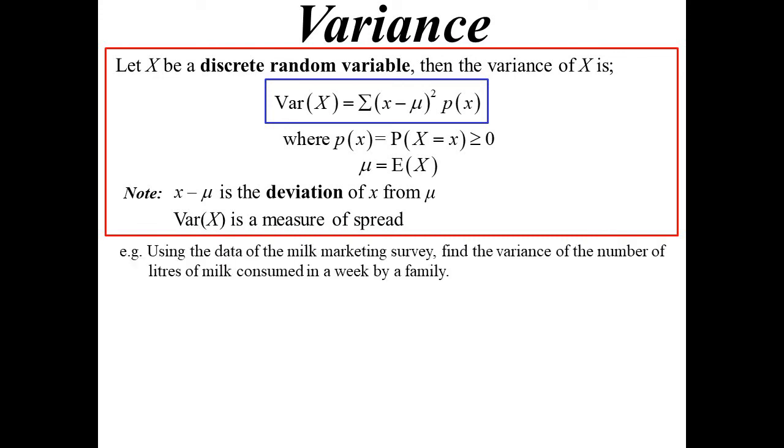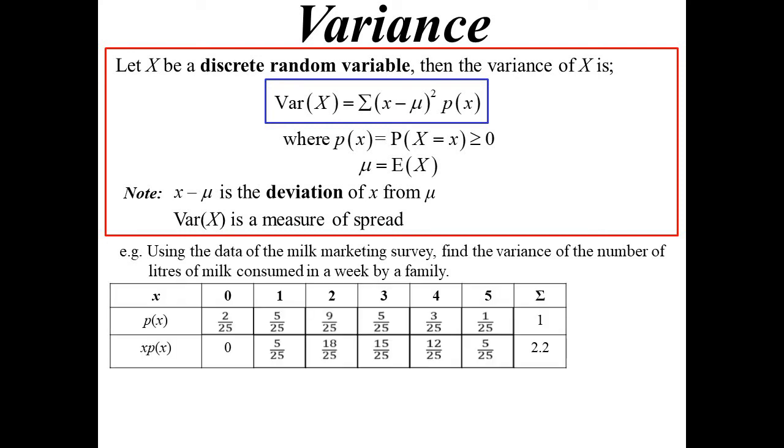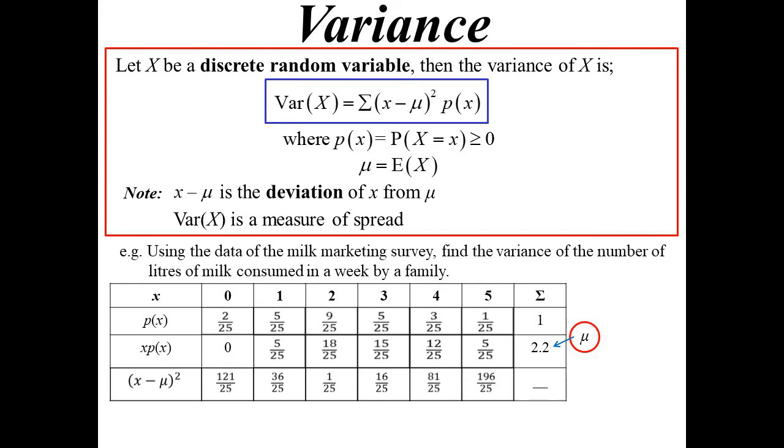All right, let's go back to the same one we did yesterday, the milk marketing survey, and we're going to find the variance now. You'll recall we had our table like this yesterday, and we found out that the expected value was 2.2. So that 2.2 is the expected value of x, or the average, whatever you want to call it. We're now going to need another row. We're going to have to work out what (x minus mu) all squared is, because we're going to need that in our formula.